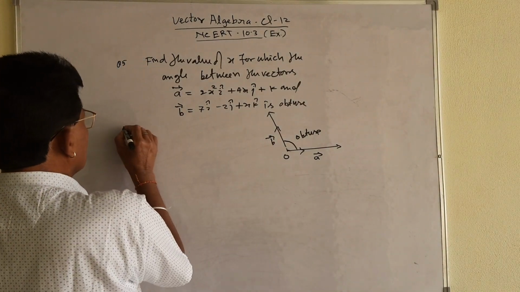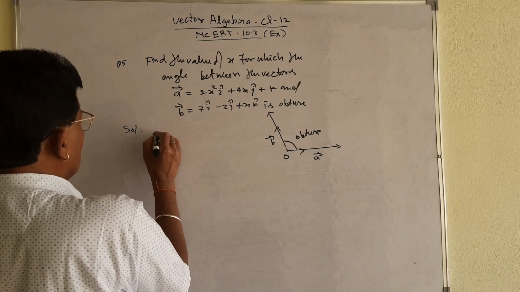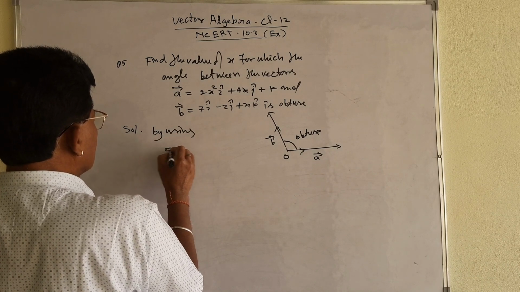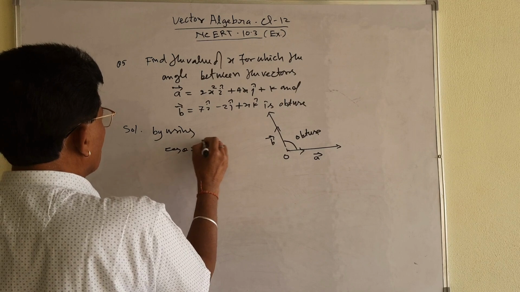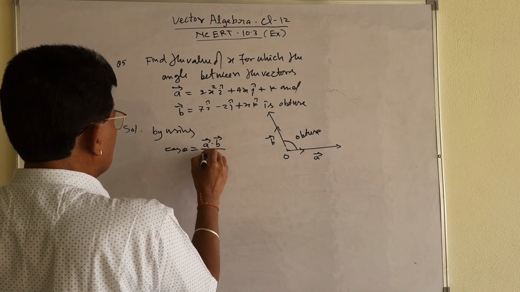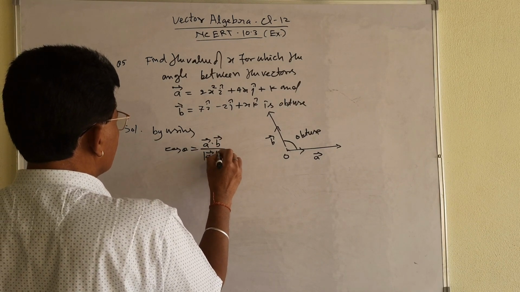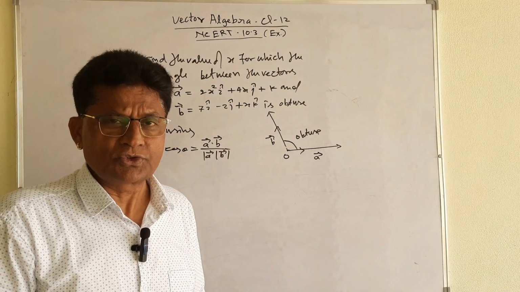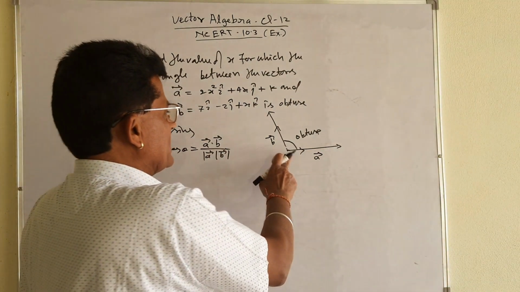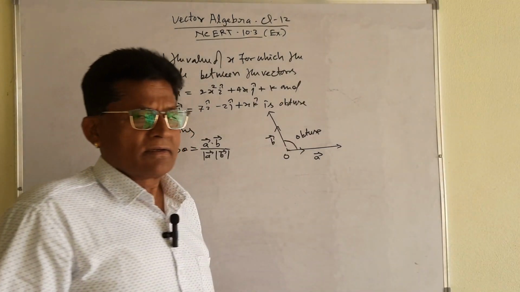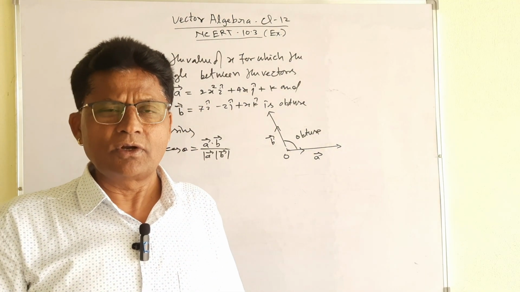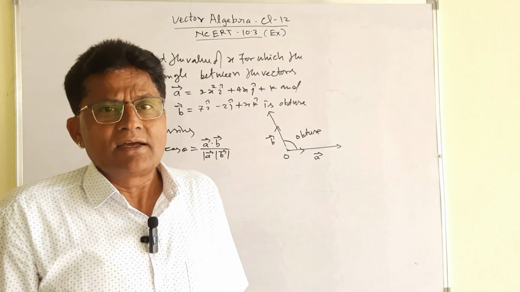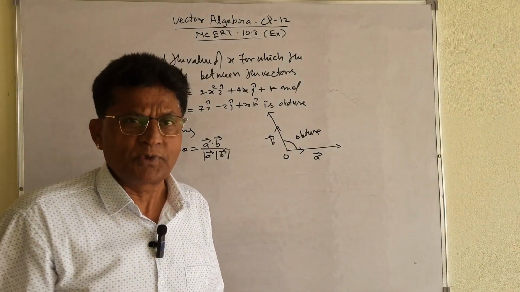You will have to use the definition of the dot product of two vectors: cos theta will be equal to the dot product of these two vectors divided by their magnitudes. But you see how it is obtuse. If the angle is from 0 to 90, at 90 degrees it will be a right angle, less than 90 degrees it will be an acute angle, and more than 90 degrees it will be an obtuse angle.